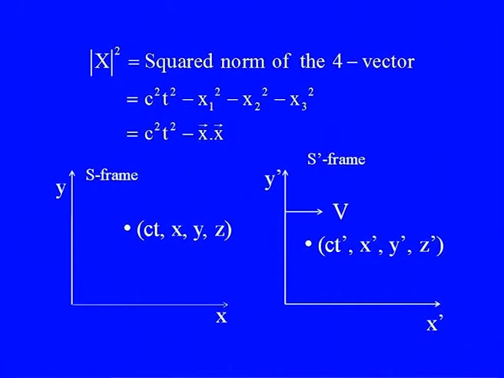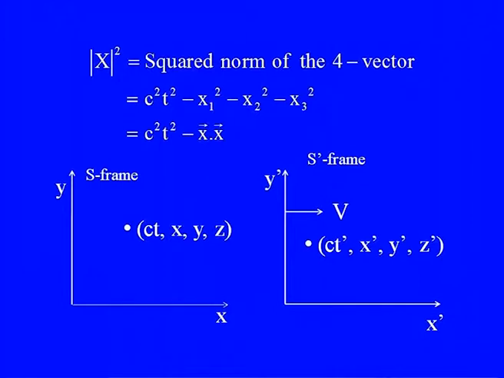Now, what is the squared norm of this quantity? As we had defined, it is c squared t squared minus x1 squared minus x2 squared minus x3 squared. So, it is nothing but c squared t squared minus vector small x dot vector small x. So, what do we have? In the S frame, we have a point, one of these world space-time events, denoted by ct, x, y, z. So, a certain event is occurring at a certain time in a certain position in space.